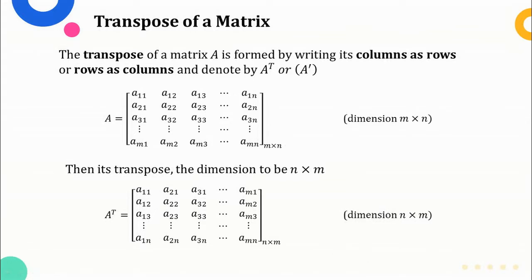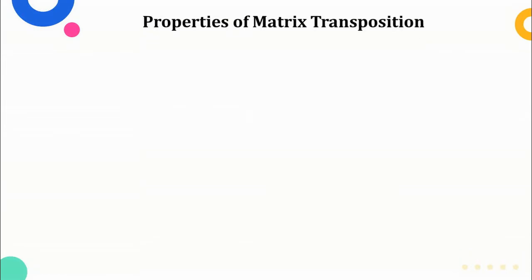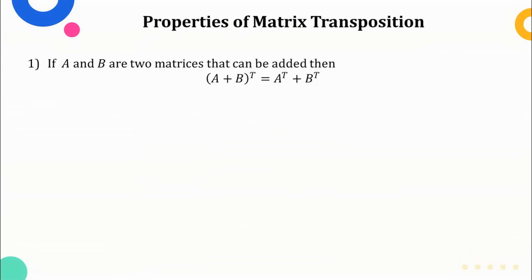Now we have the properties of matrix transposition. First, if A and B are two matrices that can be added, they must have the same dimension. When we transpose the sum, it equals A power T plus B power T. Second, for any matrix, if you transpose an already transposed matrix, it goes back to itself, the matrix A.